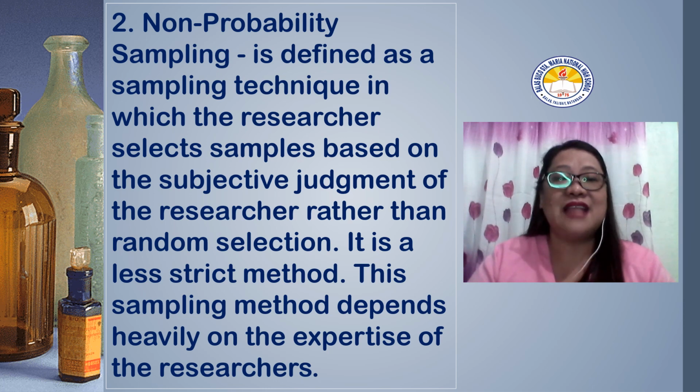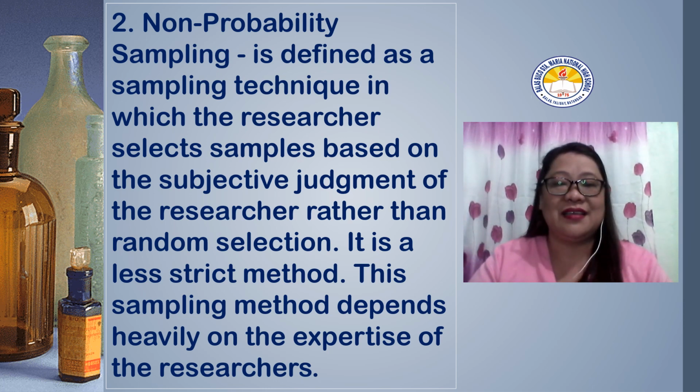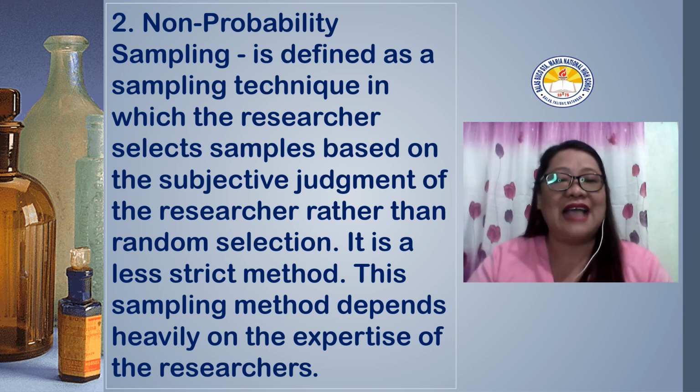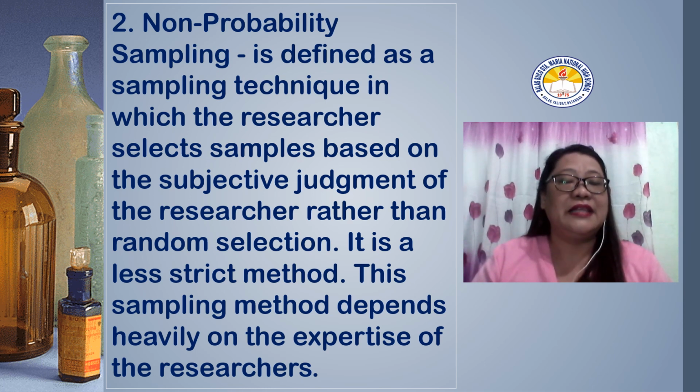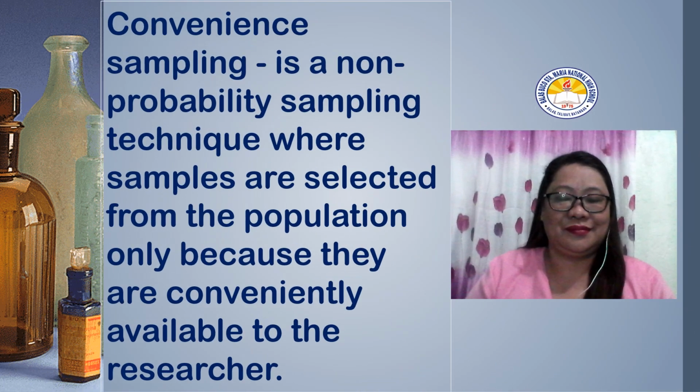Second is non-probability sampling. It is defined as a sampling technique in which the researcher selects samples based on the subjective judgment of the researcher rather than random selection. It is a less strict method. This sampling method depends heavily on the expertise of the researchers.